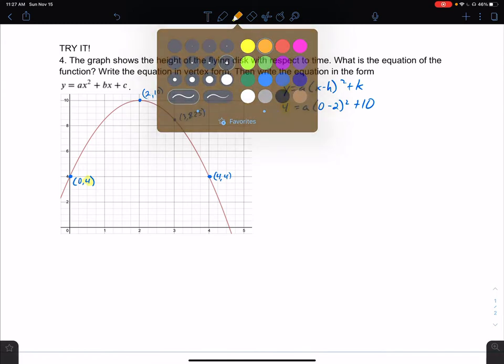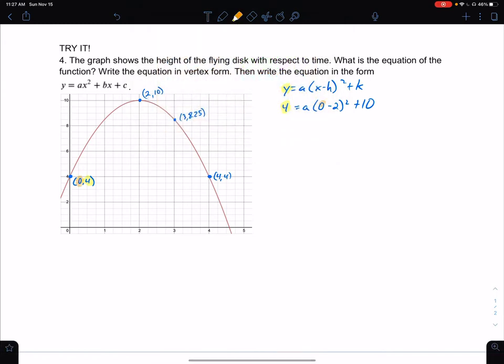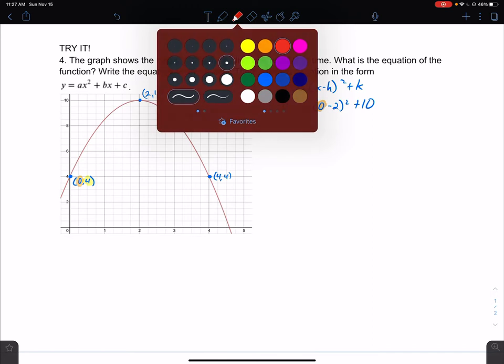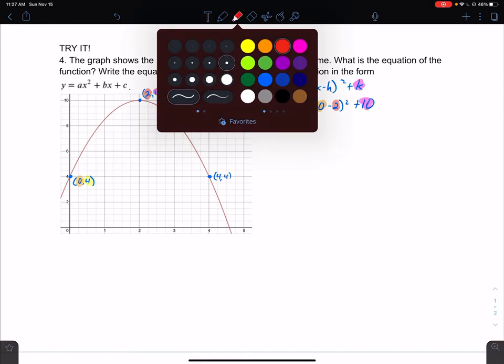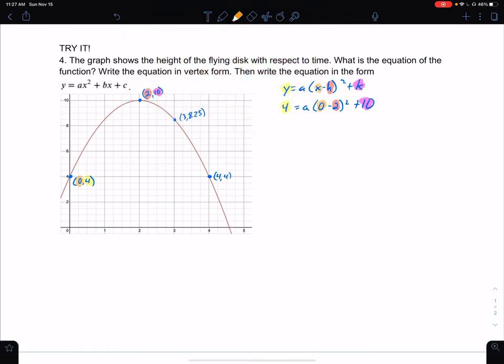So these numbers are coming from that x value is 0. My h is this 2. And then my k value is this 10 here. All right, so now that I've plugged in 4 of the 5 variables, we can now solve for a. So we're going to simplify this. So 4 is equal to a times 4 plus 10.